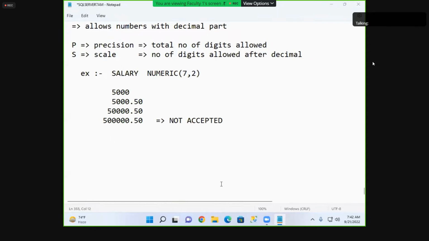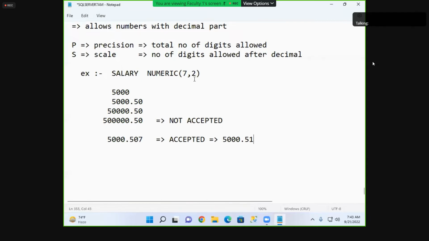Now let's see, for example, 5,000.507. Allowed or not allowed? This is accepted. What does SQL Server store? 5,000.51. 5,000 point what? 51.